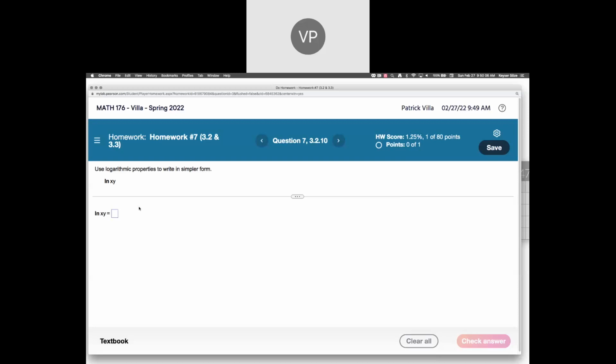I'll go over a few. I've already talked about a couple. One of them is that, remember, if you have a log and you're adding it with another log, as long as you have the same base, you can combine them into a single log where you multiply your answers together. If these logs were subtracting, then that answer on the right would be x over y.